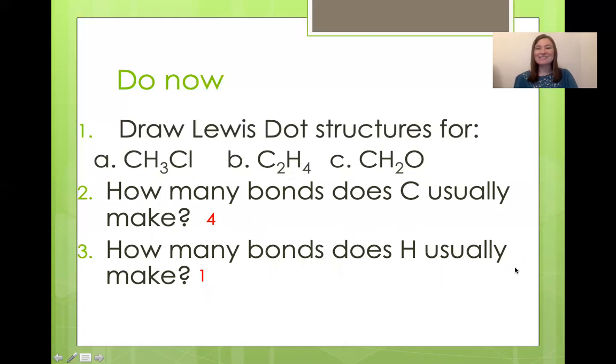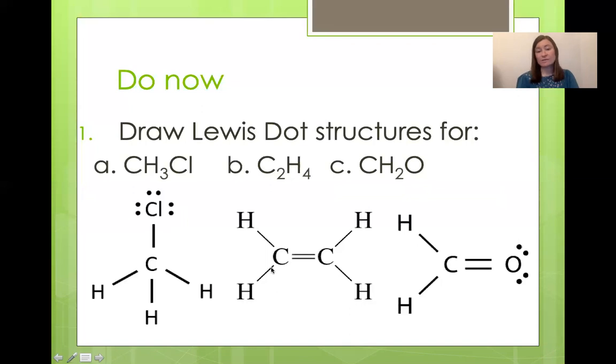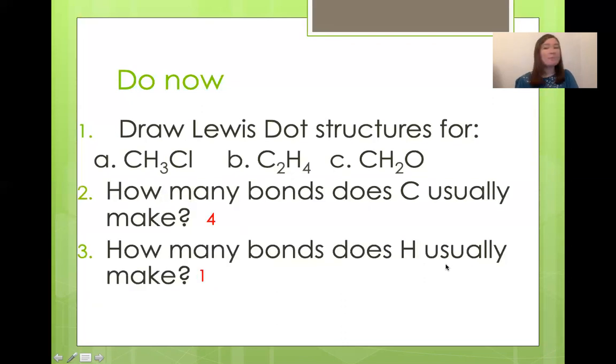Cool. And then just as a reminder, carbon usually makes, we can see from our Lewis dot structure, 4 bonds. Right here it's making 4 different bonds. Here it's making 1, 2, and then a double. Same here. But it basically always makes 4 bonds. Hydrogen only ever makes 1 bond because hydrogen is stable with 2 electrons. Any more electrons would be too many. It would be unstable again. So hydrogen always makes exactly 1 bond.